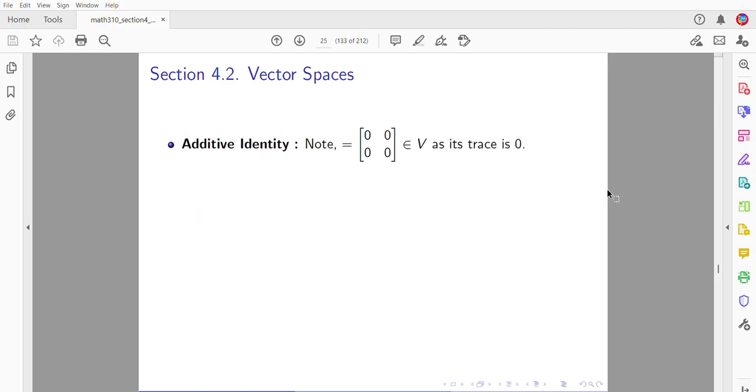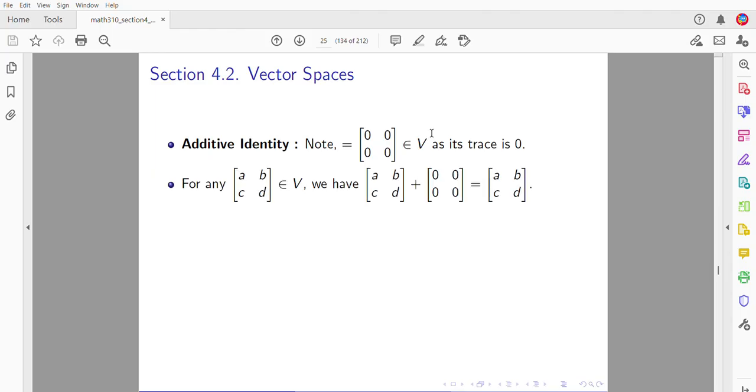What about additive identity? Well, 0, 0, 0, 0 is in V. Why is it in V? Look at its trace. 0 plus 0 is 0. So it is also a zero trace vector. You place it here, and then for any vector A, B, C, D, vector sum, that should be an O plus, with 0, 0, 0, 0 is the same matrix back.